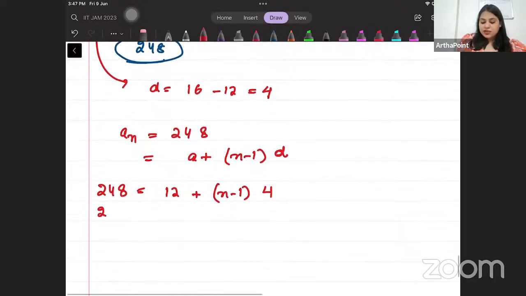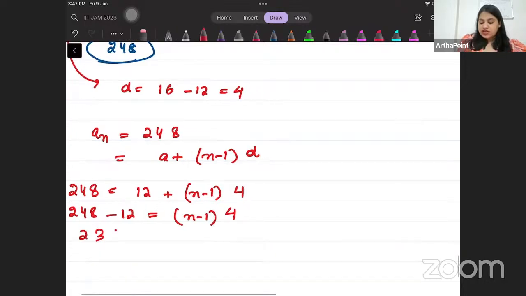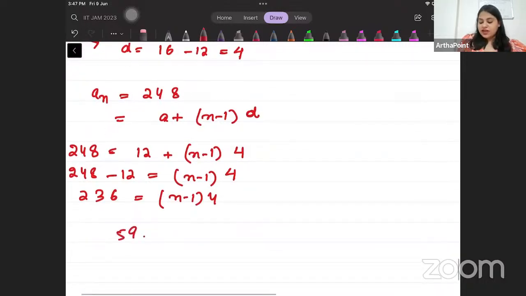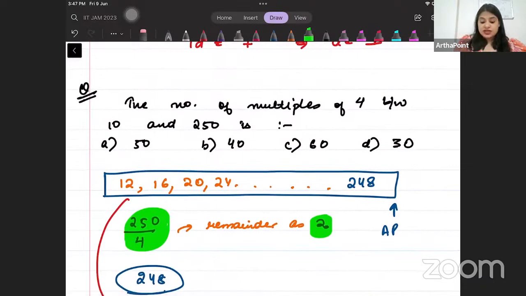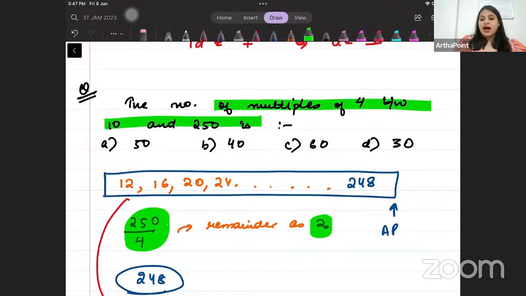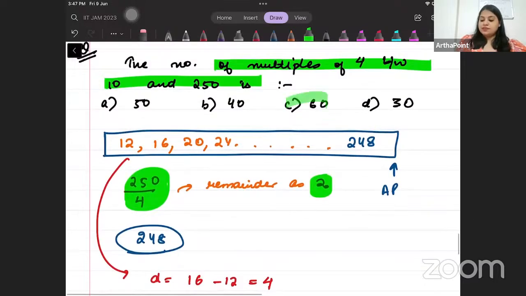So 248 minus 12 will be N minus 1 into 4. 248 minus 12 is 236, which will be N minus 1 into 4. So if you divide this, 59 will be N minus 1, so N will be 60. You would have never thought that this is a question on AP. The number of multiples of 4 between 10 and 250 is actually 60. That's the answer to this question.